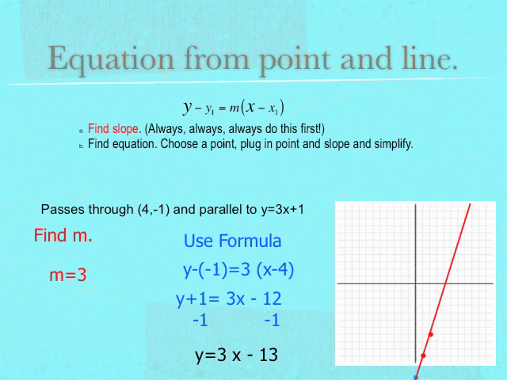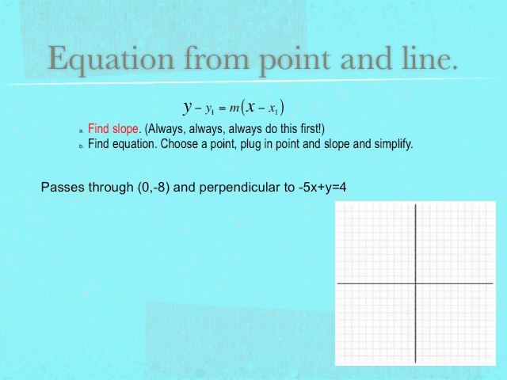So let's see, does it go through the point 4, -1? Let's look on the graph. Start at the origin, go over 4, down 1. Yep, it sure does. Is it parallel to y equals 3x plus 1? You don't need to check this, but we could graph it, and they sure look parallel to me. We can check that they're parallel because they have the same slope, so that's an easier way to look at it.